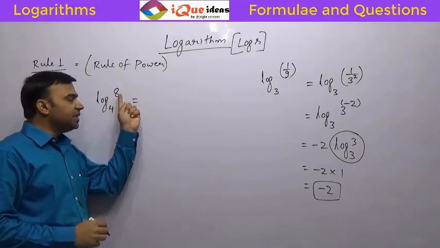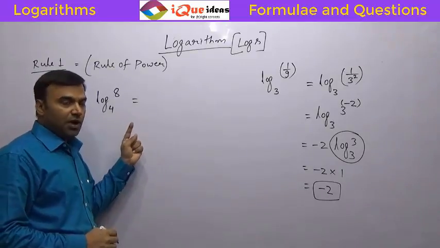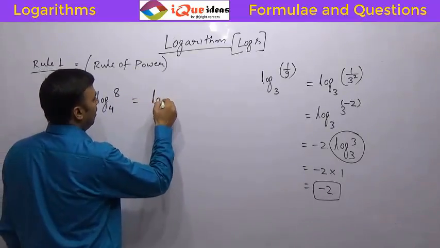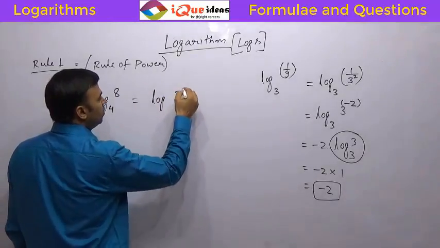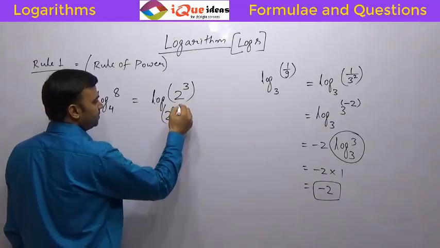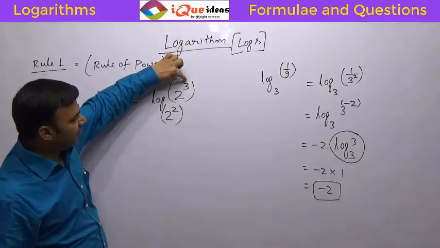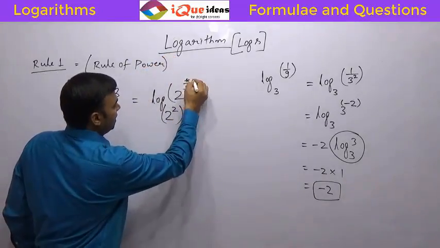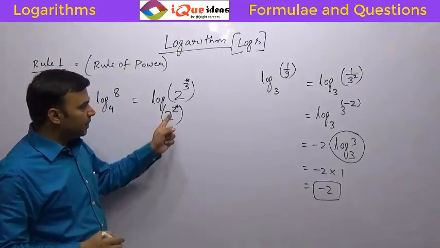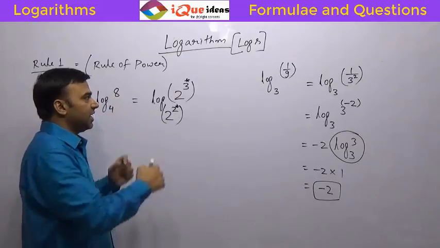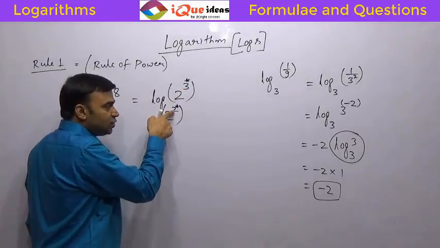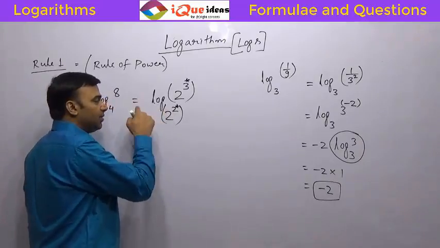Now here 8 is not the direct power of 4. But both 8 and 4 are powers of 2. So we can say log of 8 can be written as 2 to the power 3, and 4 can be written as 2 square. So what will happen? This power 3 and this power 2 will come outside. The numbers that I have put as star mark will come outside. So this 3 comes outside in numerator because it is in number, and this 2 because it is in base will come outside in denominator.